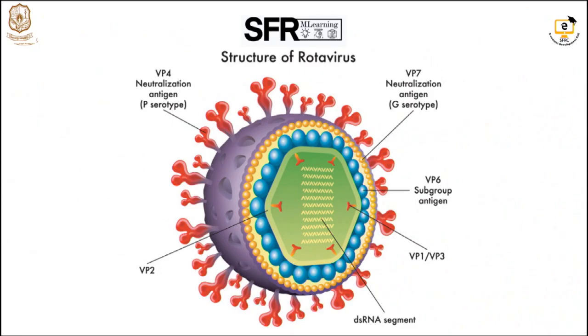This is the structure of the rotavirus, which contains the antigenic epitope on its outer surface, and in the inner layer it has the RNA. The blue colored ring shows the epitope of the antigen. This is the main reason for causing the infections.